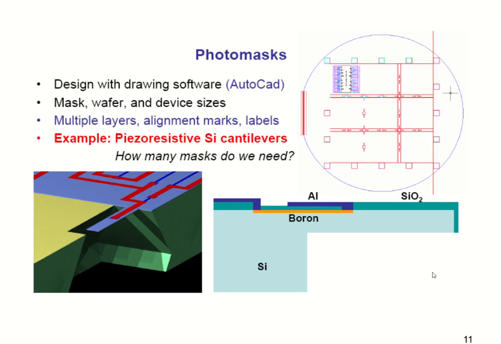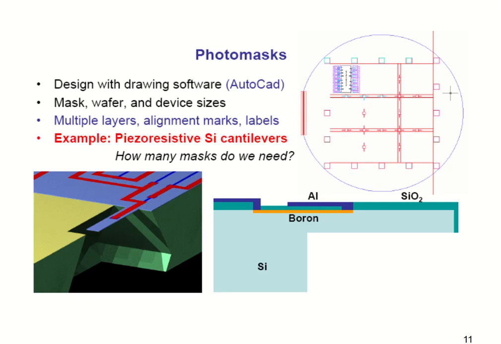Then the question is, how many masks do you need to make this pattern, right? That's why you need multiple layers, right? You may need one mask for this backside etching, right? You may need another mask to make the boron diffused areas, and so on, so on. So just think about it. This will eventually be your homework.